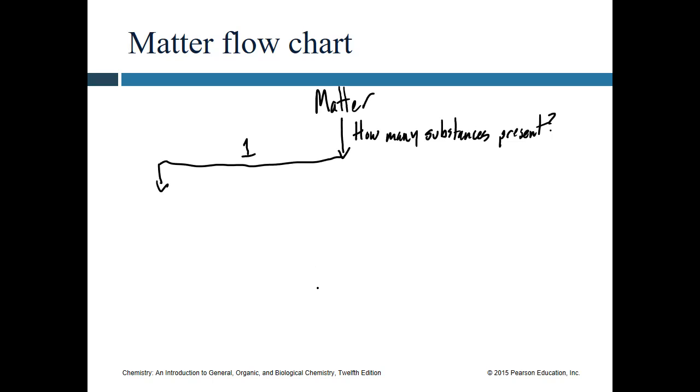If the answer is 1, then we are dealing with a pure substance. If the answer is 2 or more, then we know we are dealing with a mixture. So right away, we can separate matter into 2 broad categories based upon that first question. How many substances are there in whatever it is that we are looking at?